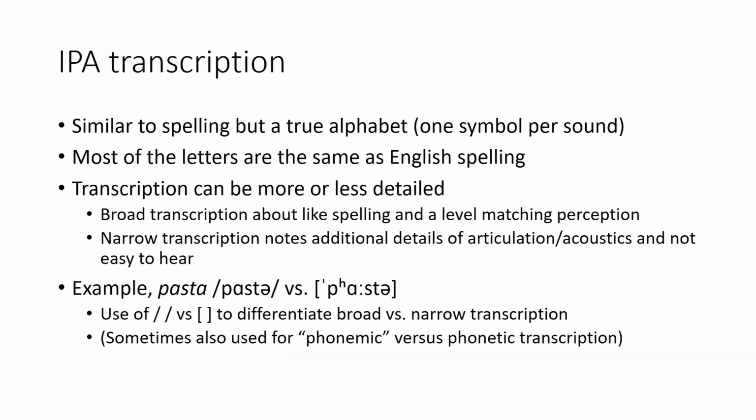Last but not least, our evaluation can be a full transcription with the International Phonetic Alphabet. This alphabet is similar to English spelling, but it is, to a linguist, considered a true alphabet where there is one symbol per speech sound. In the case of IPA transcription, most of the letters are the same as English spelling, especially for the consonants.